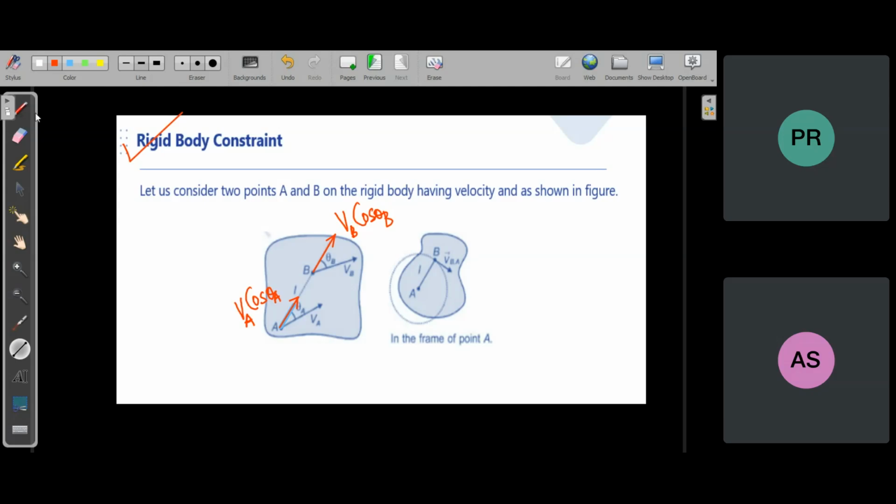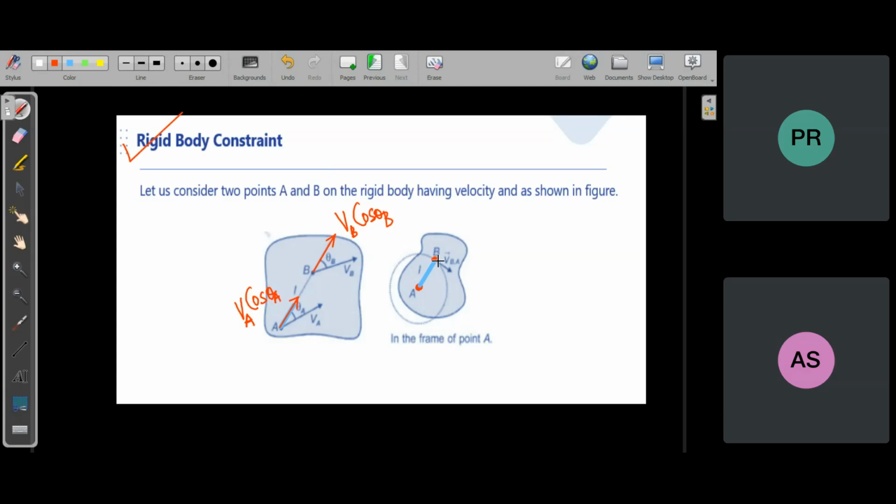Now with respect to one particle, if you suppose sit at one particle and you look at another particle, it can only do circular motion. Means with respect to one particle, the other particle can only do circular motion because separation between them cannot change. So if separation between the two particles cannot change, the only possibility is circular motion.